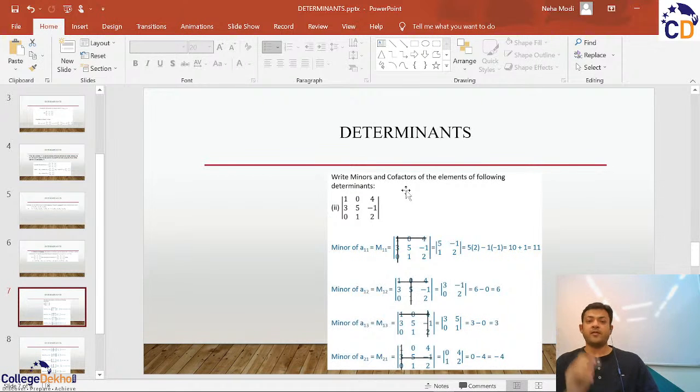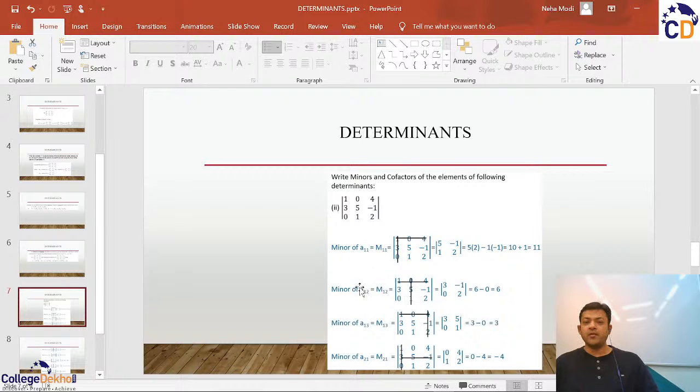What's visible after that is 5, -1, 1 and 2. That goes inside a determinant. If you remember what we discussed in the first slide, the numeric value of this determinant will be 5 times 2, minus -1 times 1, and our answer comes out to be 11. So what is the value of the minor of A11? The value of A11 is 1. So the minor of A11 will be 11.